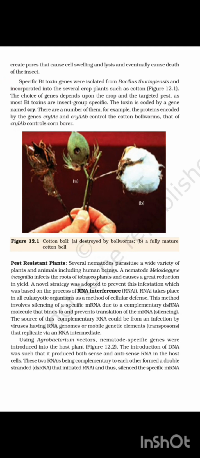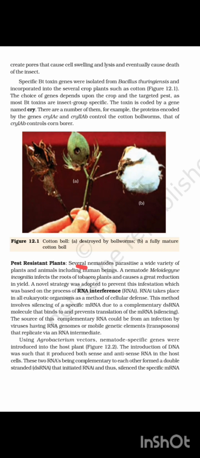Specific Bt toxin genes were isolated from Bacillus thuringiensis and incorporated into several crop plants such as cotton. Figure 12.1. The choice of gene depends upon the crop and the targeted pest, as most Bt toxins are insect group specific. The toxin is coded by a gene named cry. There are a number of them. For example, the proteins encoded by the genes cryIAc and cryIIAb control the cotton bollworms, that of cryIAb controls corn borer. Figure 12.1: cotton boll, A, destroyed by bollworm, B, a fully mature cotton boll.